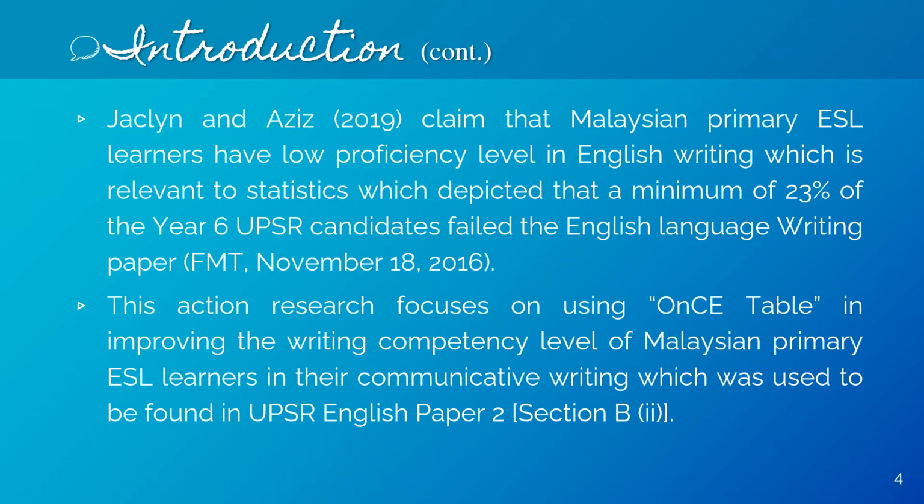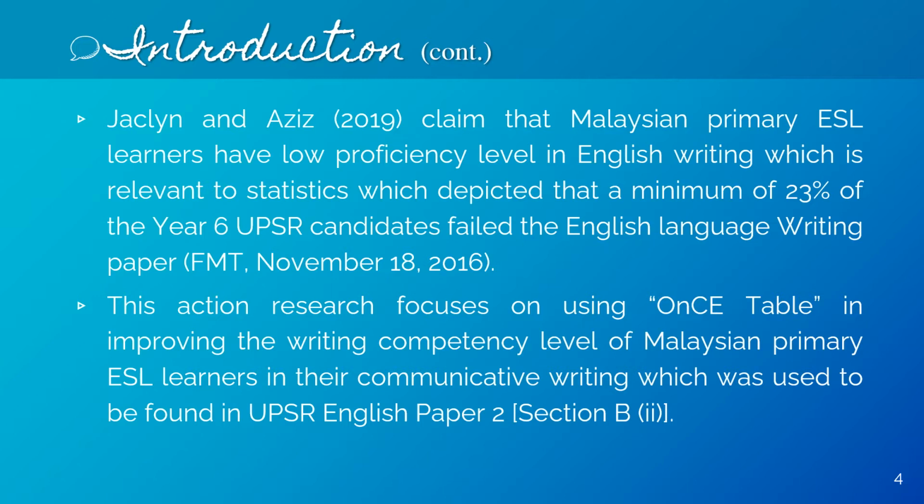According to Jasling and Arzin in 2019, Malaysian primary ESL learners have a low proficiency level in English writing, which is relevant to statistics which depicted that a minimum of 23% of the Year 6 UPSR candidates failed the English language writing paper. This means that our Malaysian primary ESL learners still couldn't master the writing component. It is still a very challenging part for most ESL learners in Malaysia.